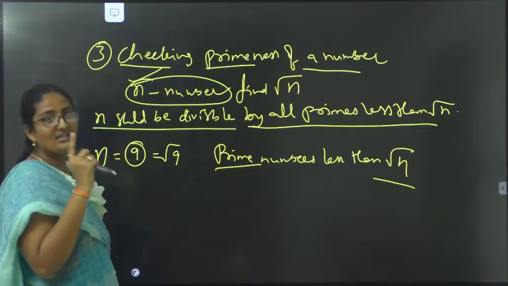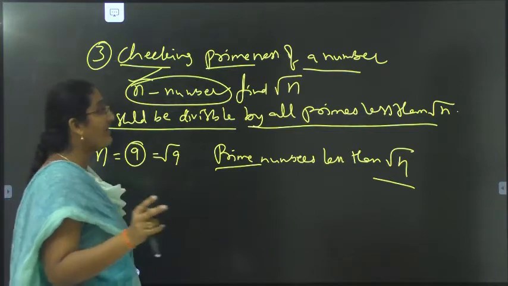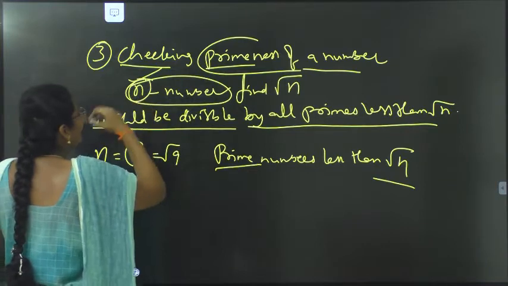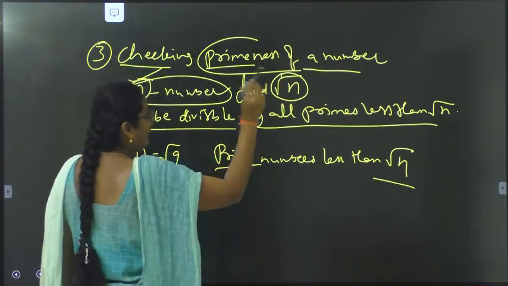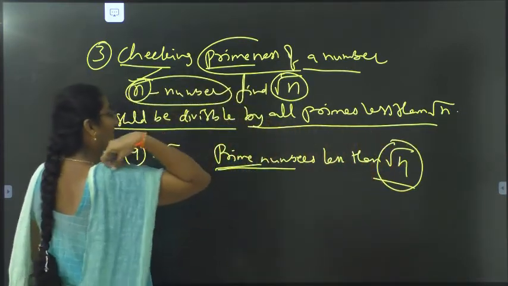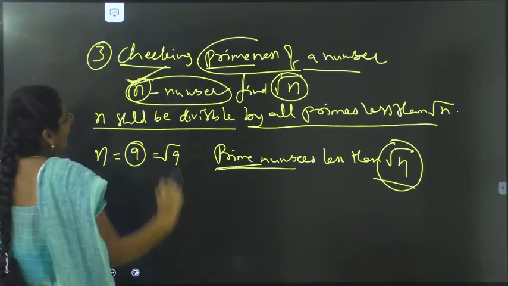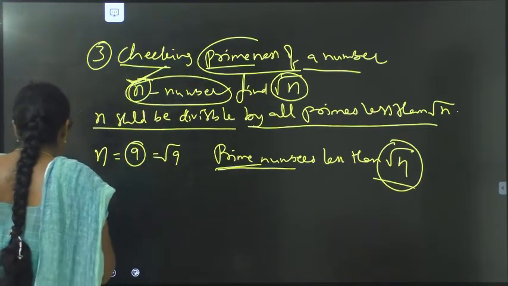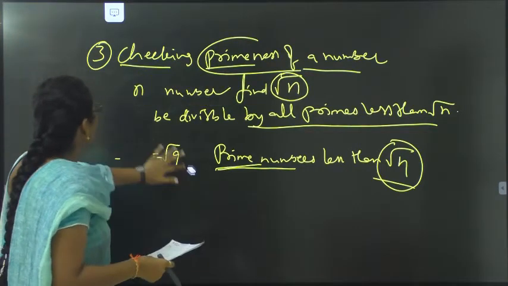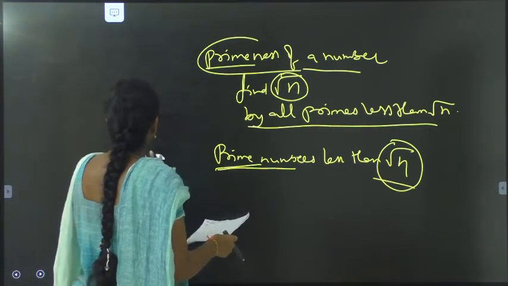So the first point is the prime number definition. The second point is into how many types the positive integers are divided. The third point is how you can check the primeness of a number. If n is the number, immediately find the square root of n, and find all the prime numbers which are less than the square root of n. If all of them also divide n, then n is a prime number. If we see an example, you will understand.